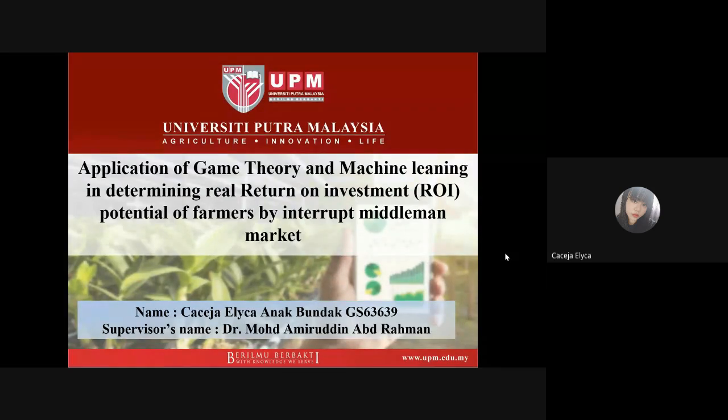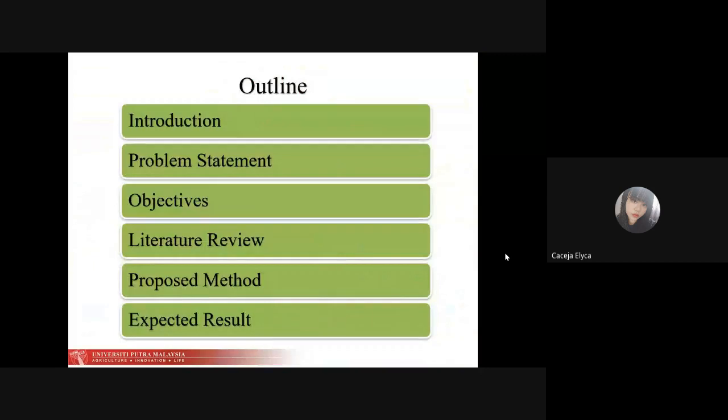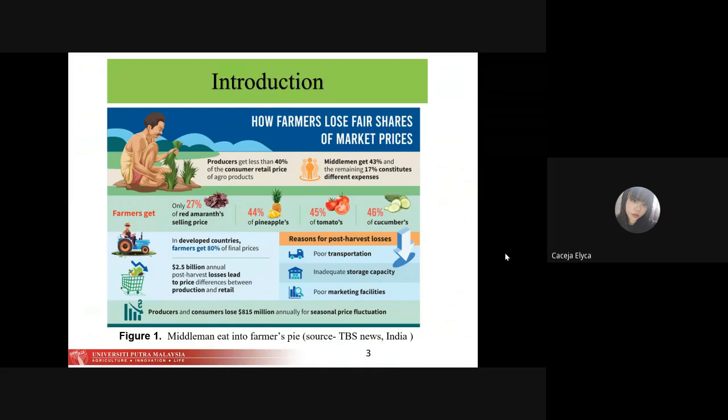So a very good evening to Prof and my other colleagues. So today I will present my research proposal titled application of game theory and machine learning in determining real return on investment (ROI) potential of farmers by interrupting the middleman market. My name is Caceja Elyca Bundak. My matric number is GS63639. My supervisor is Dr. Muhammad Amiruddin Abdul Rahman. So here is the outline of my presentation. So let me proceed with my research.